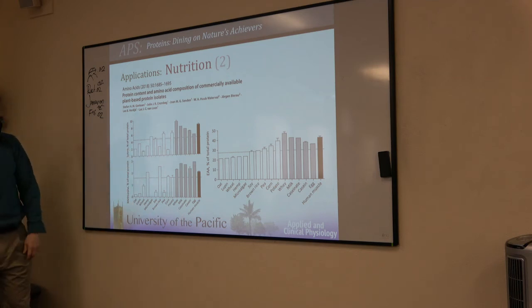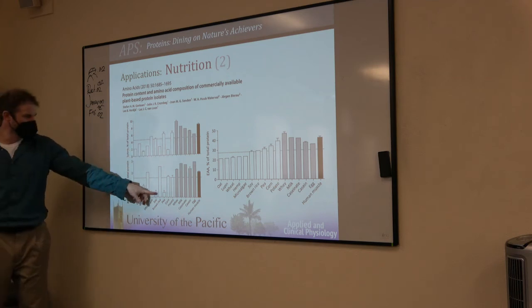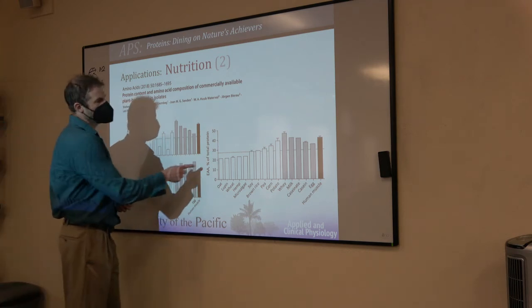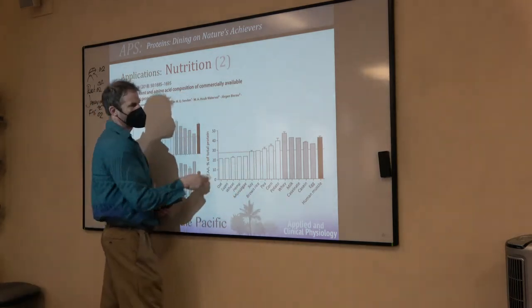Wheat, low in lysine. There's methionine. Some are sort of missing. Pea protein is really low in methionine. Methionine is an important amino acid for mTOR signaling. This is essential amino acids, looking at all these different proteins.